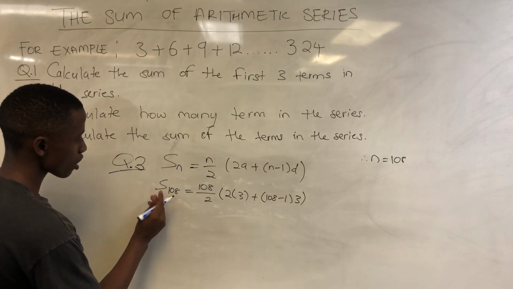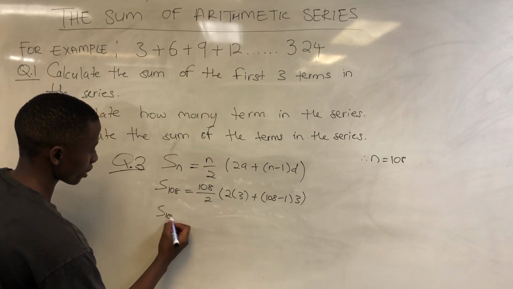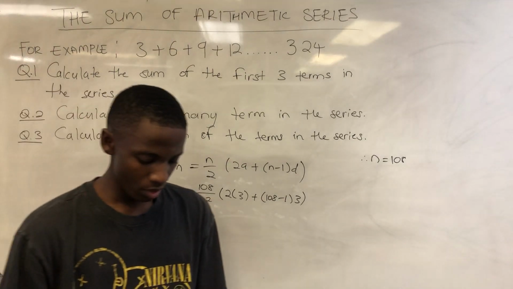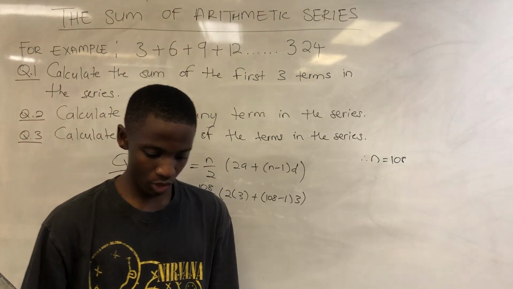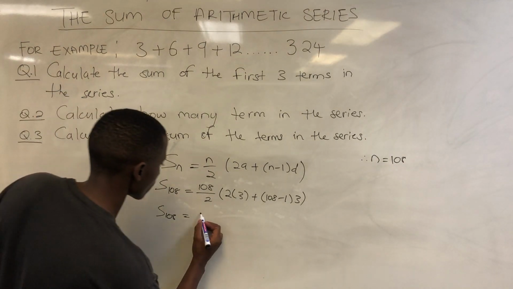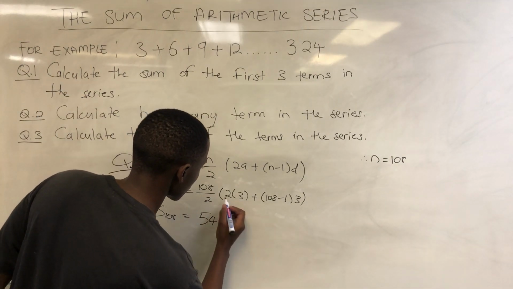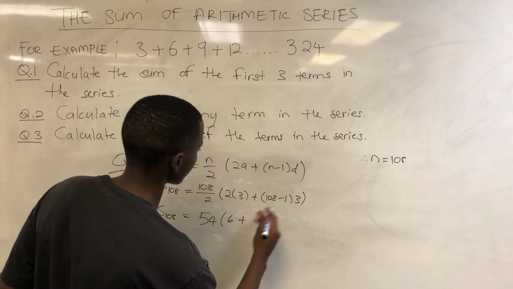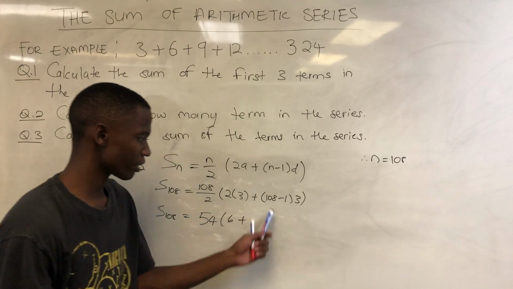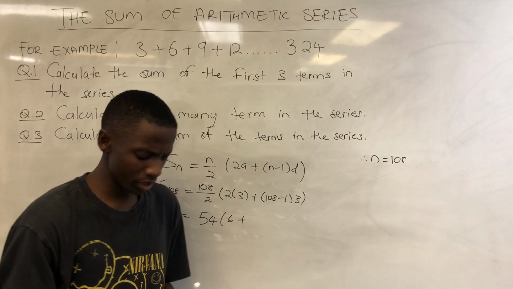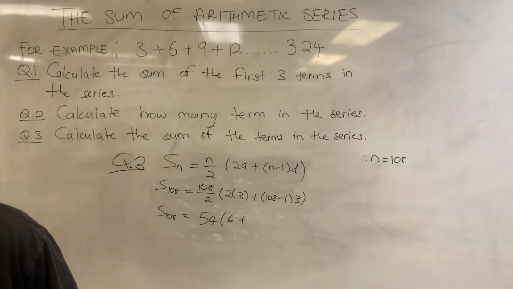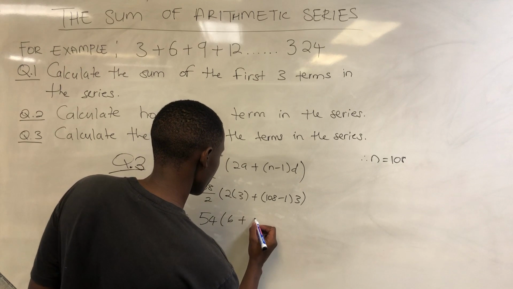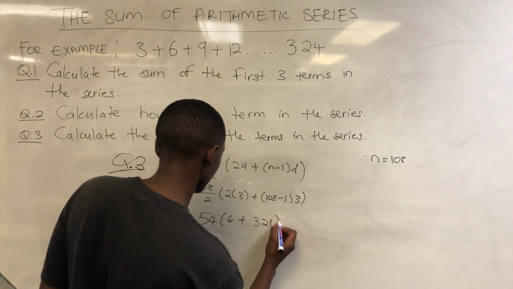Let's press the calculator. 108 divided by 2 is 54. So 54 times 2 multiplied by 3, which is 6, plus 107 multiplied by 3. Let's just say 107 multiplied by 3, that's 321.